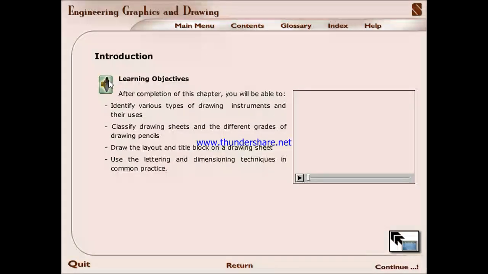Learning objectives. After completion of the chapter, you will be able to identify various types of drawing instruments and their uses, classify drawing sheets and the different grades of drawing pencils, draw the layout and title block on a drawing sheet, and use the lettering and dimensioning techniques in common practice.